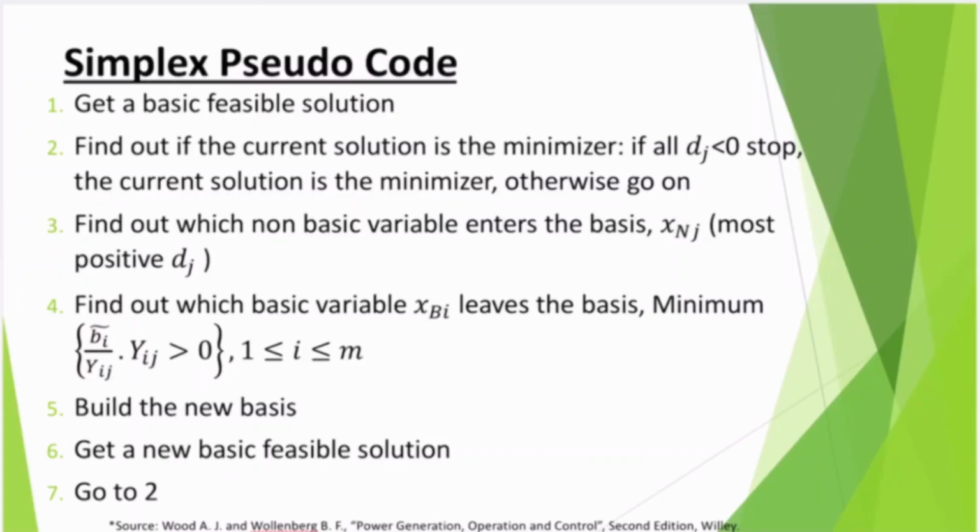And this is the simplex algorithm that people usually follow. First of all, you get a basic feasible solution and find out if the current solution is a maximizer, and if all dj are less than 0, then you stop. Otherwise, you continue to the next step and find which non-basic variable xj enters the basis, the most positive dj, and find which variable xBi leaves the basis, that is the minimum of bi over yij, with yij greater than 0. Then develop the new basis and get a new basic feasible solution, and repeat from step 2 until you land on a final solution.